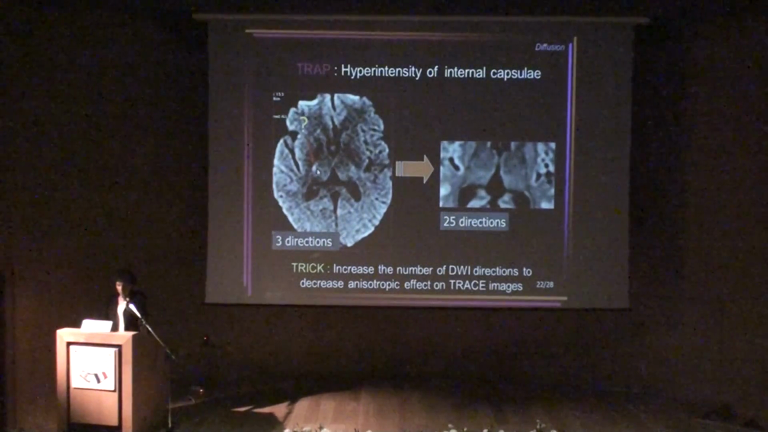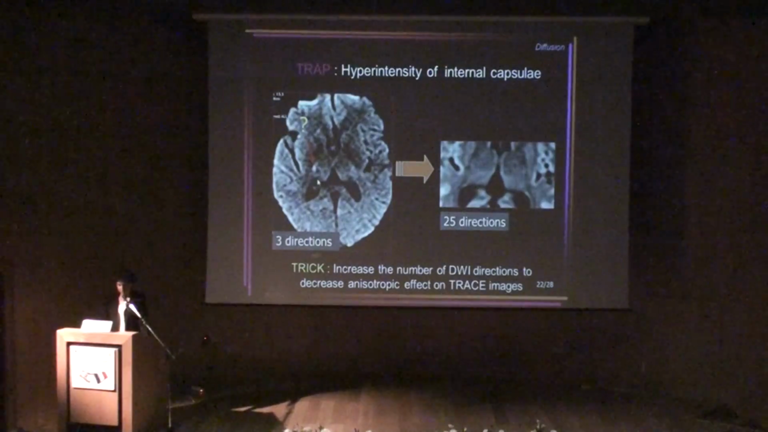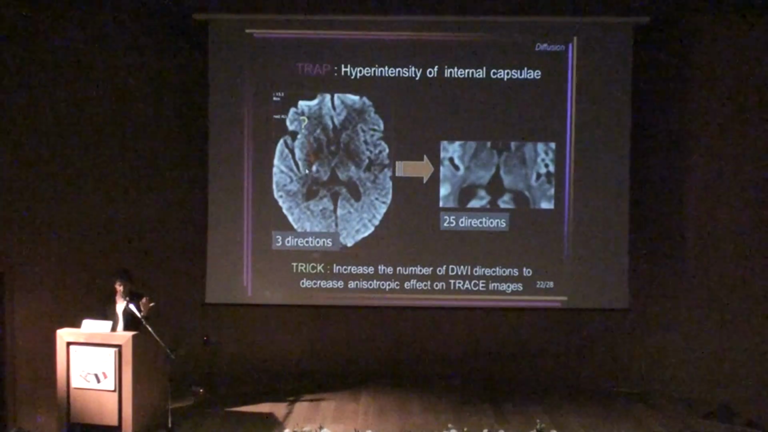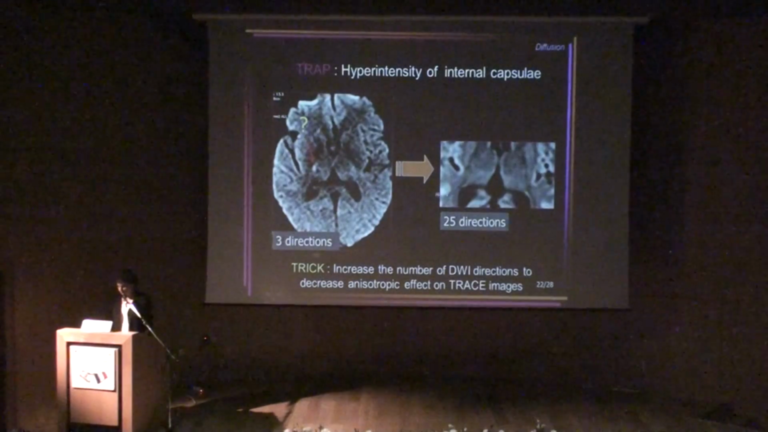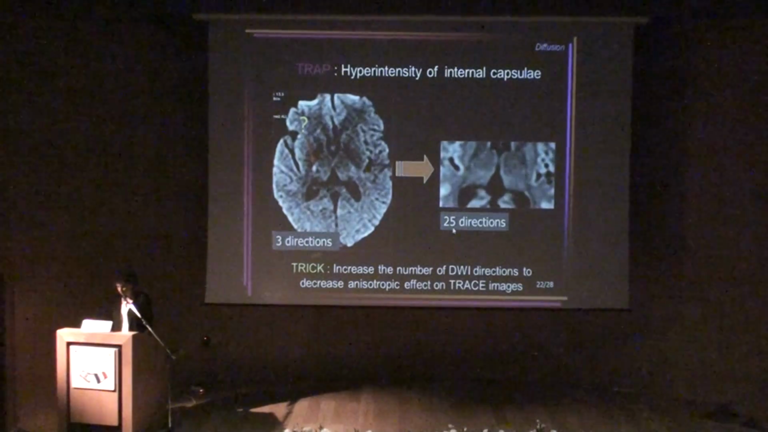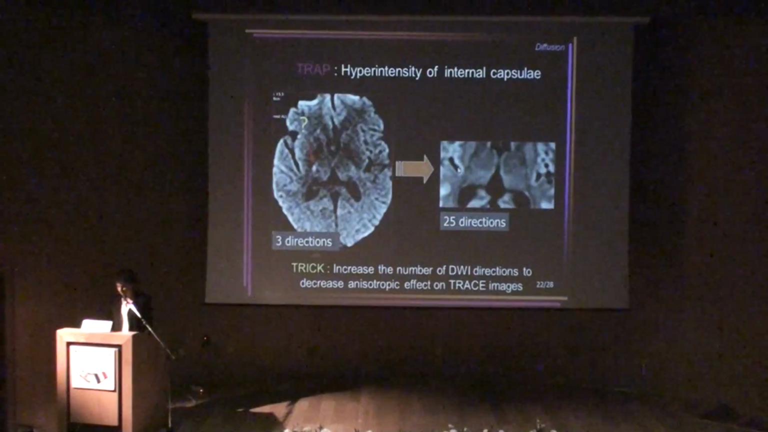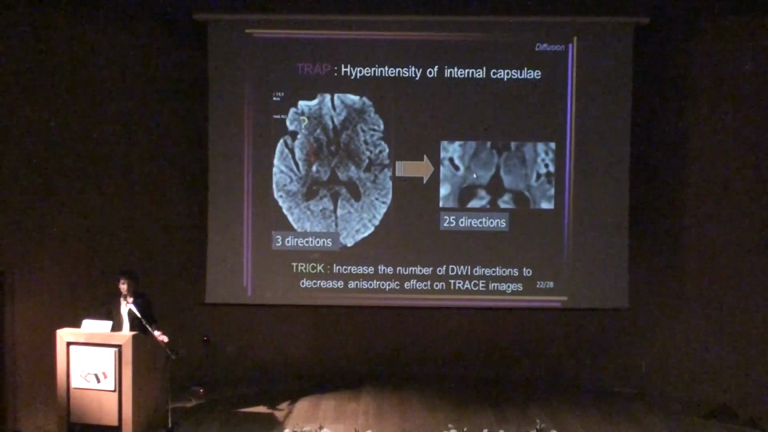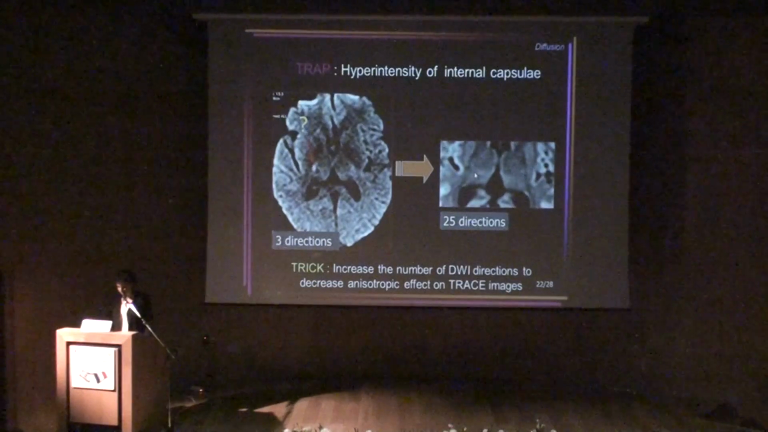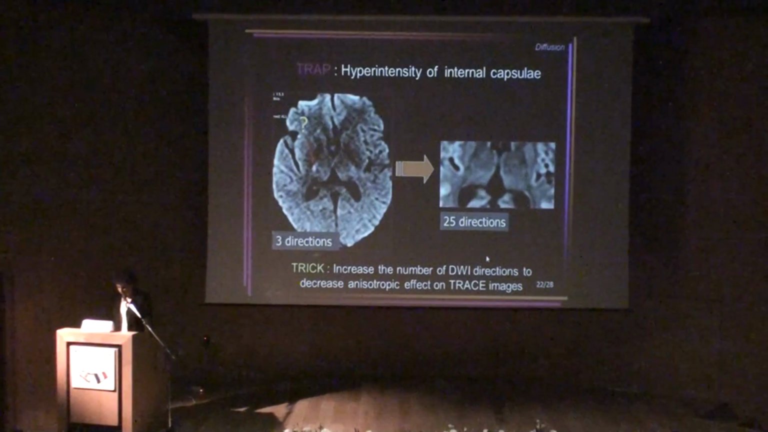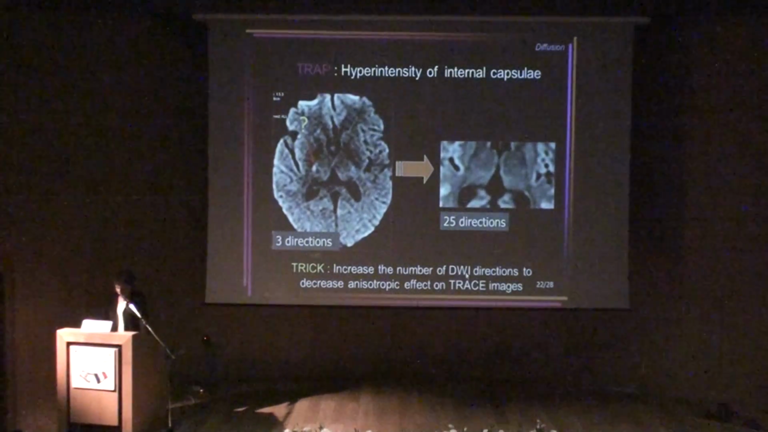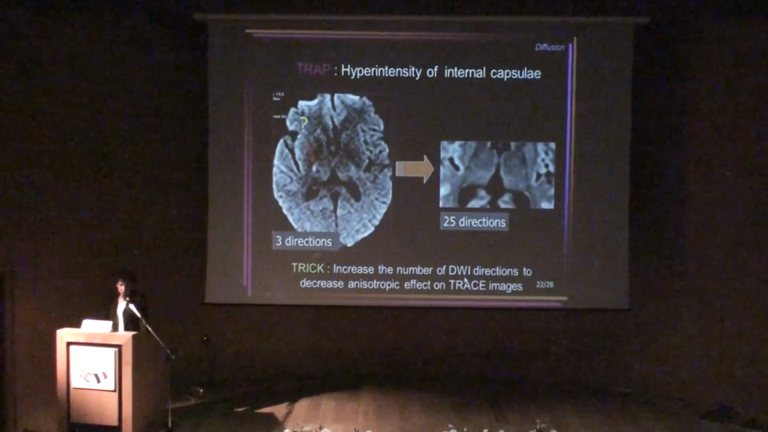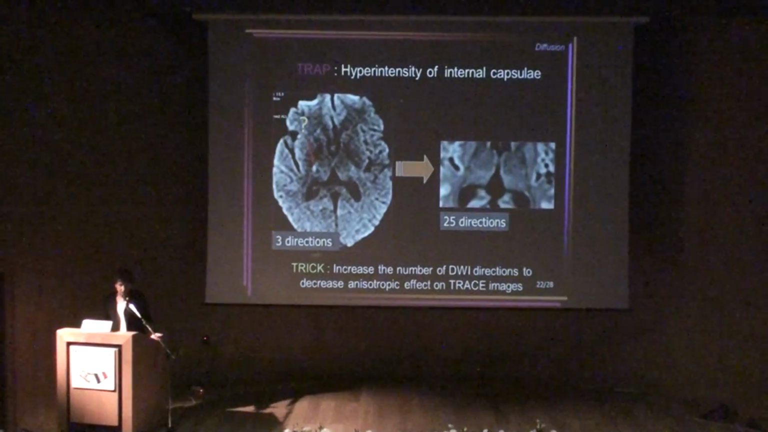If you are beside the machine at that time and you see that you will face a problem when reading the MR, just run another diffusion with more diffusion directions, and you will decrease the effect of anisotropy. And here you can safely conclude that there is nothing; it was simply an artifact. So the trick is to increase the number of diffusion directions to decrease the anisotropic effect of trace images. If the image disappears, it was an artifact.